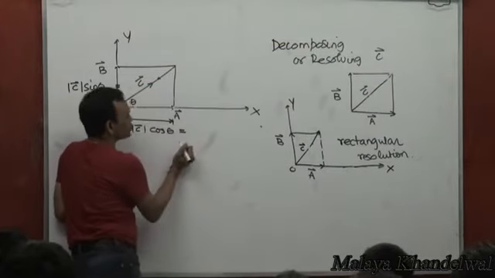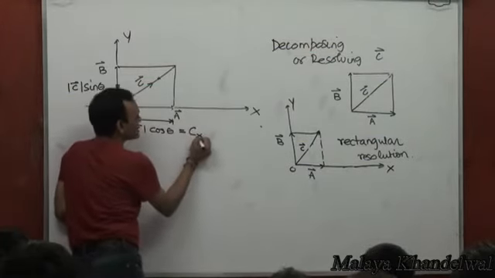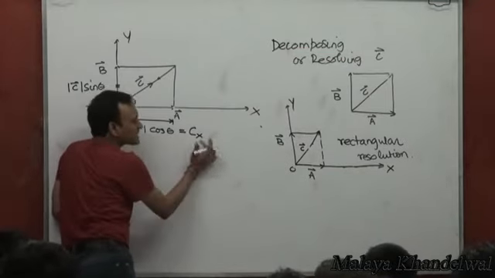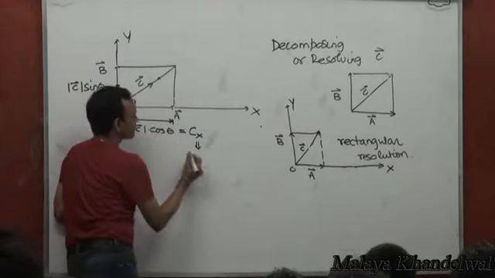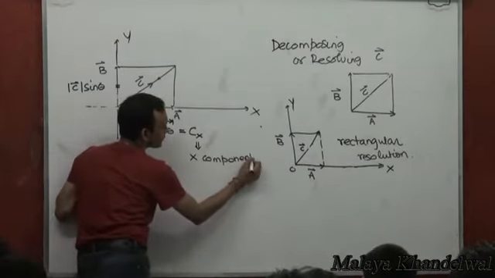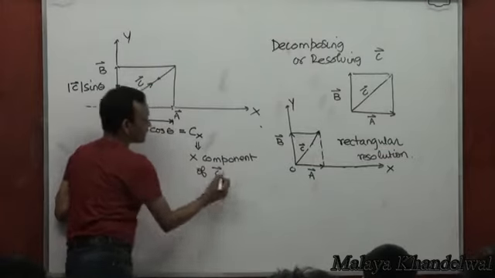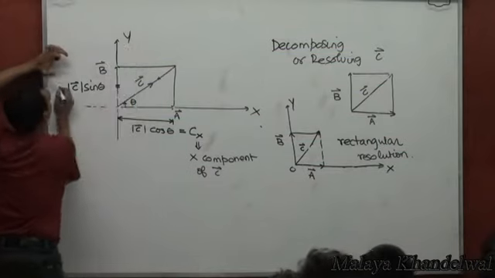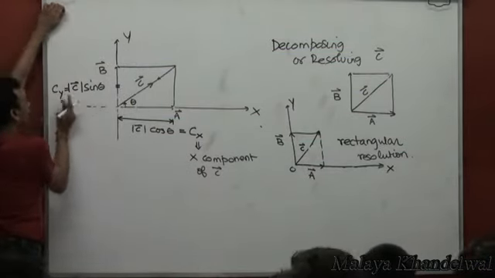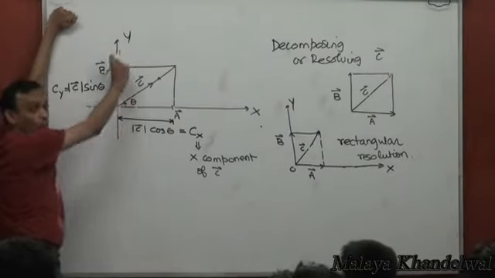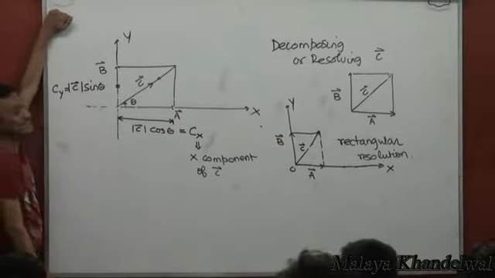This I can refer to as Cx, the x component of C. This is called the x component of the vector C, and this is called the y component of the vector C. And this is just a number. This is called the y component of the vector C.